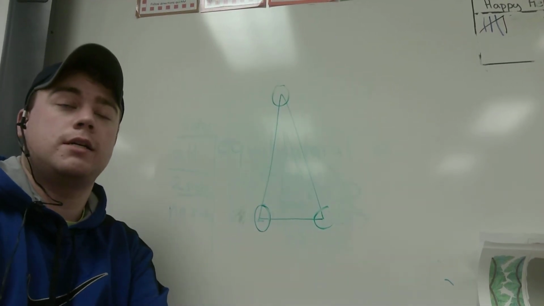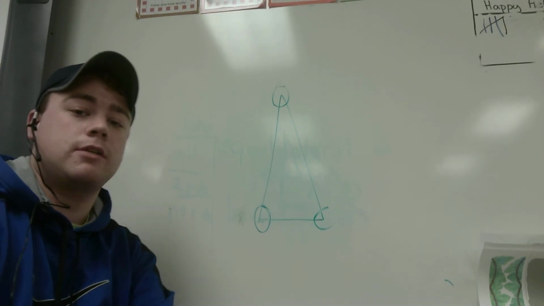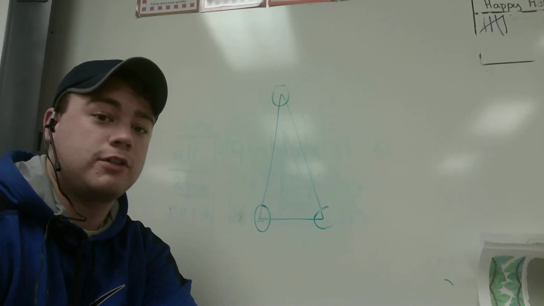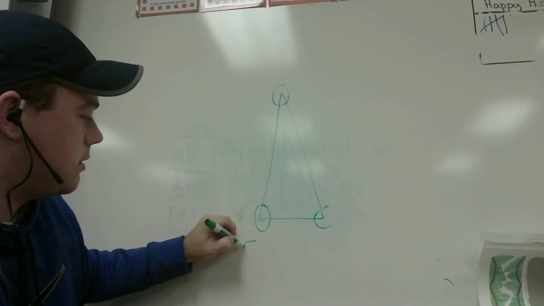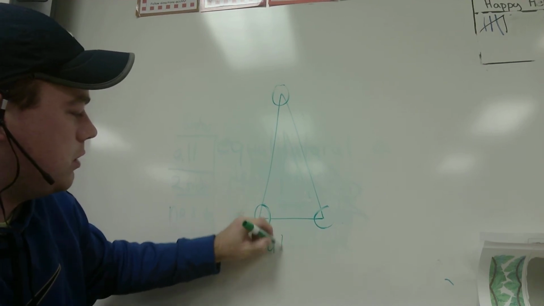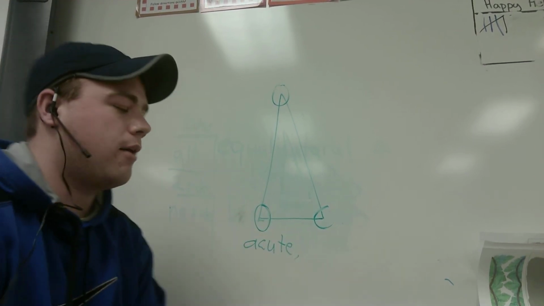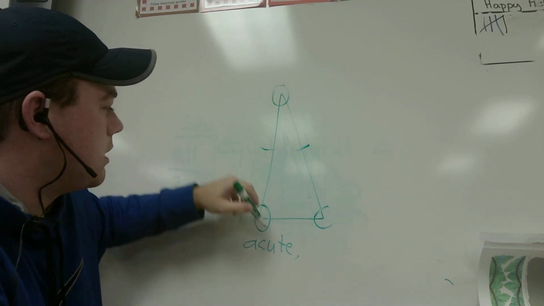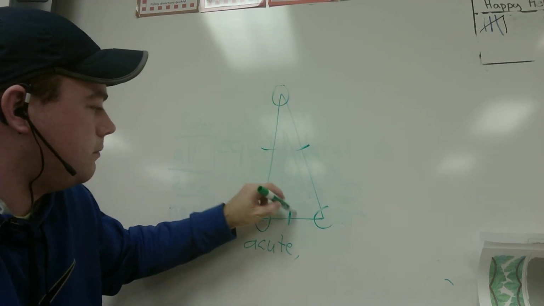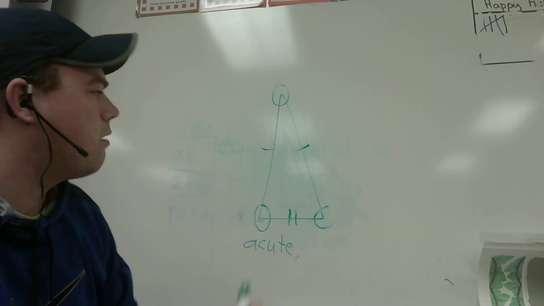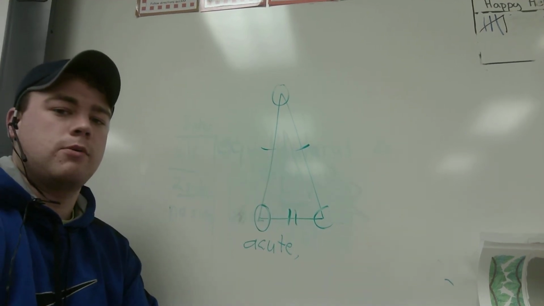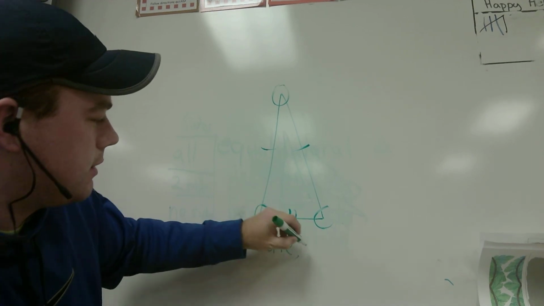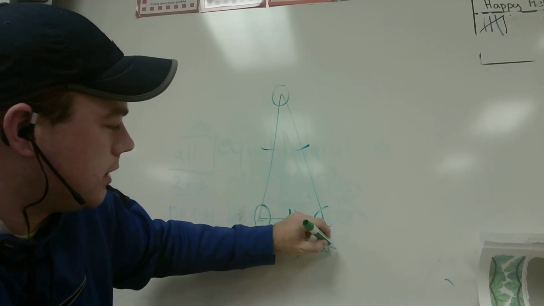Now, let's look at the length of the sides. It looks like these two are equal and this one's not. So, if I have two sides that are equal, I'm going to think, oh, it is an isosceles triangle. Again, the main thing out of today is naming triangles. You can name triangles by the angles, and you can name triangles by the sides.